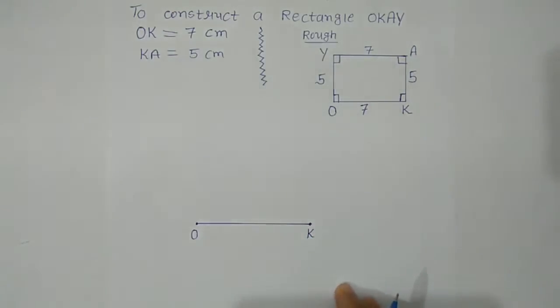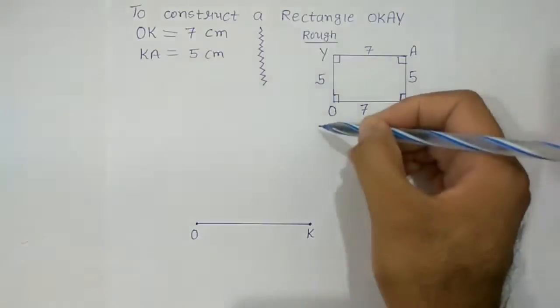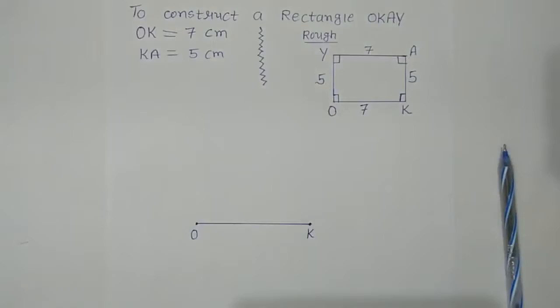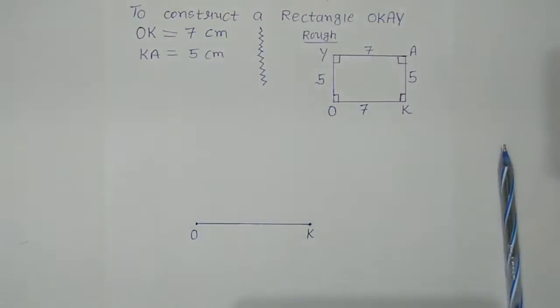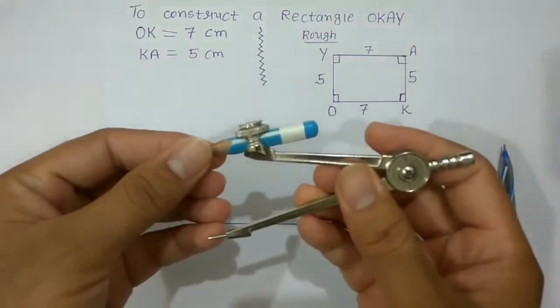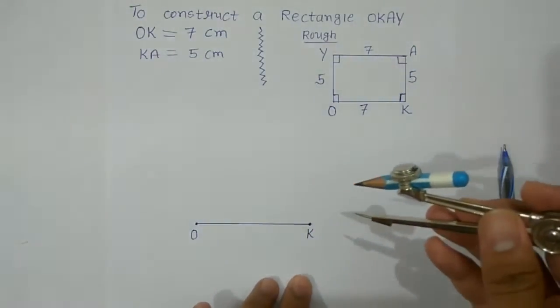Now what we have to do? We have to make a 90-degree angle at K and at O. So if you know how to use a compass to construct a 90-degree angle, then it is very good. If you don't know, then you can use the D or this instrument to measure the 90-degree angle. So here we will use this compass to see how we can construct a 90-degree angle.